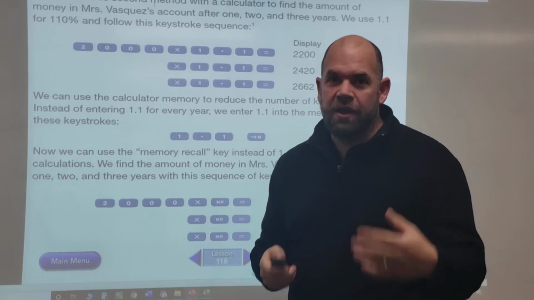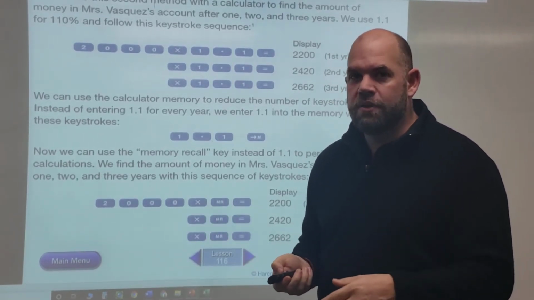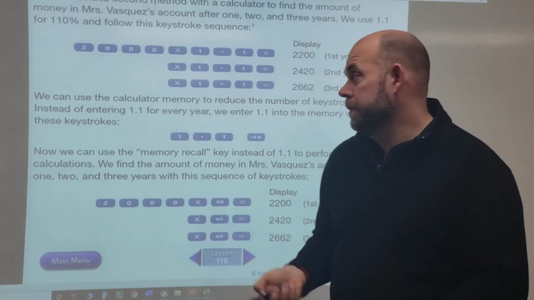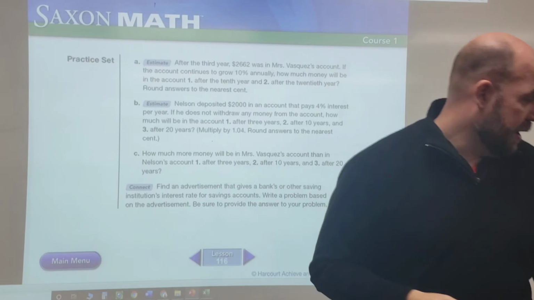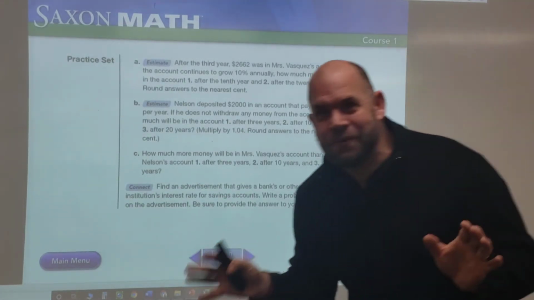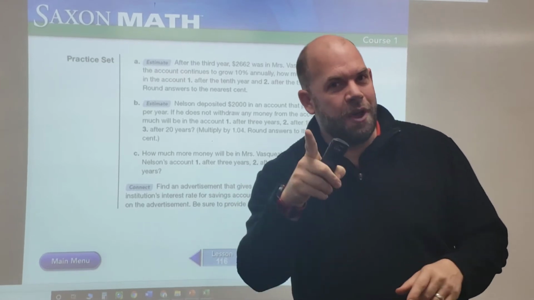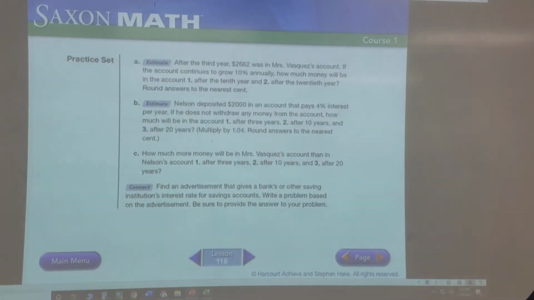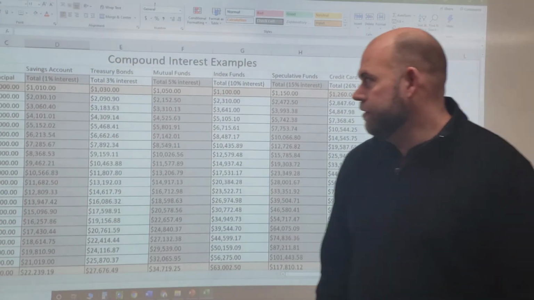And some calculators, like graphing calculators, have other function keys that will allow you to do this even faster. All right, so that's the lesson. Now let me flip over. I'm just going to show you how cool this is if we extend it out. So I made a spreadsheet, and I'll show you how I made it, but let's just look at it real quick. All right, so here's some compound interest examples.